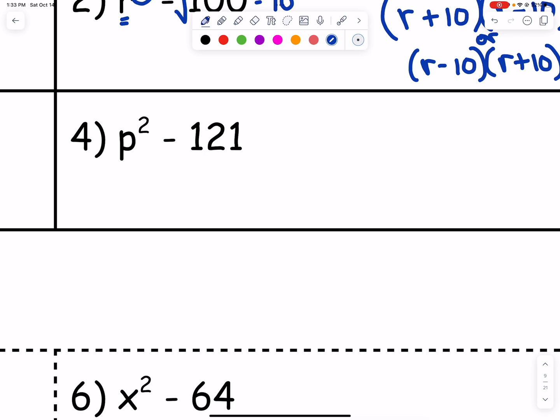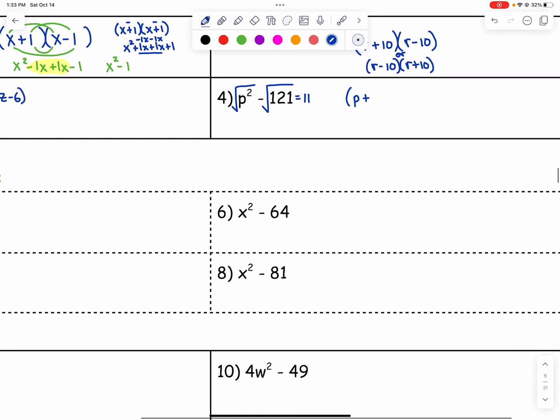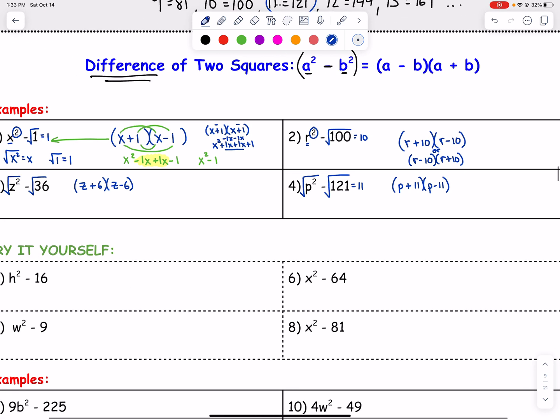So p squared minus 121. They're both perfect squares. So we factor that into p plus the square root of 121. And use your calculator if you need it, or use our notes at the top of the page, because I noticed I did write that right there. So 11 squared I can tell is 121. So p plus 11 and p minus 11 would be the factors.